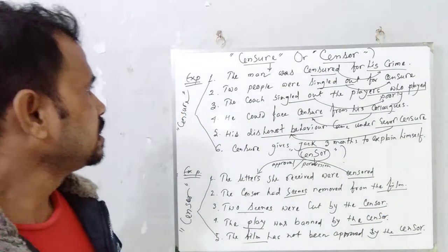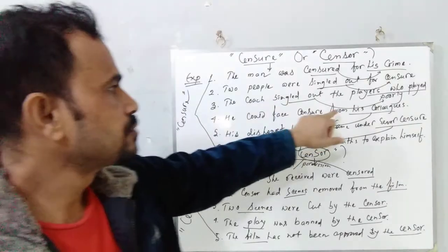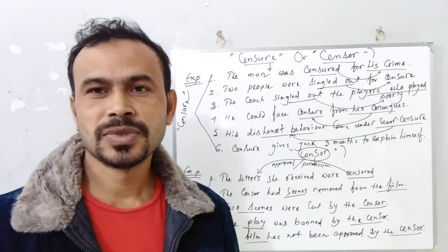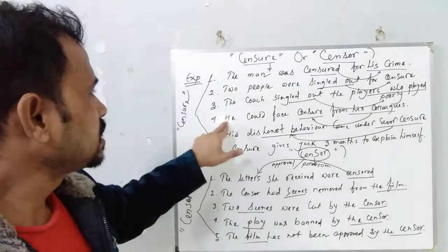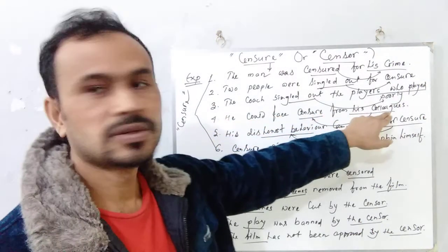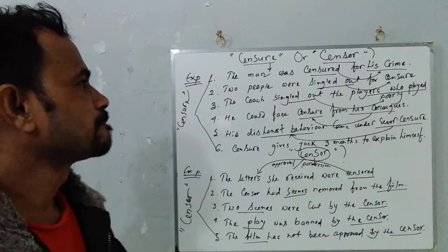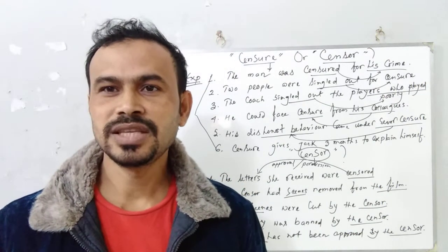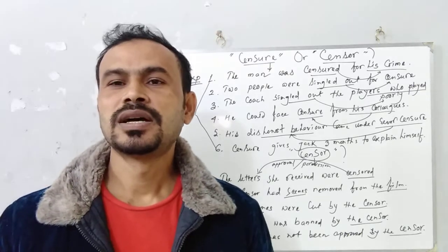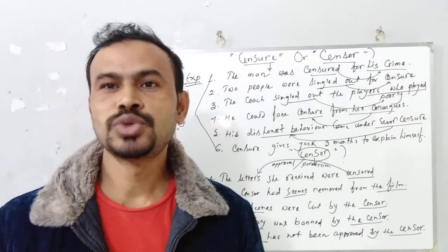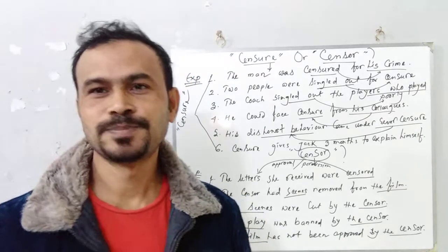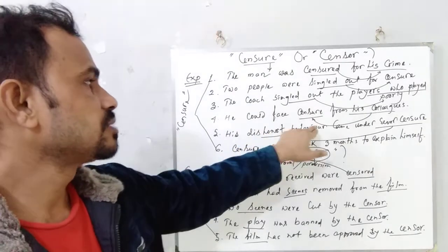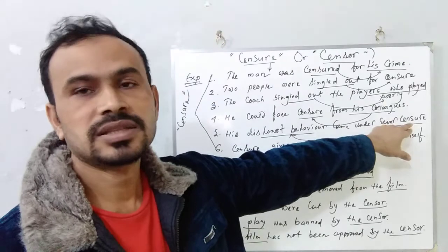Number four, he could face censure from his colleagues. I'd like to say this sentence again. He could face censure from his colleagues. Okay, my friends, censure, which I spelled already, C-E-N-S-U-R-E, means severe disapproval, to express severe disapproval of something. Next sentence, number five: his dishonest behavior came under severe censure.